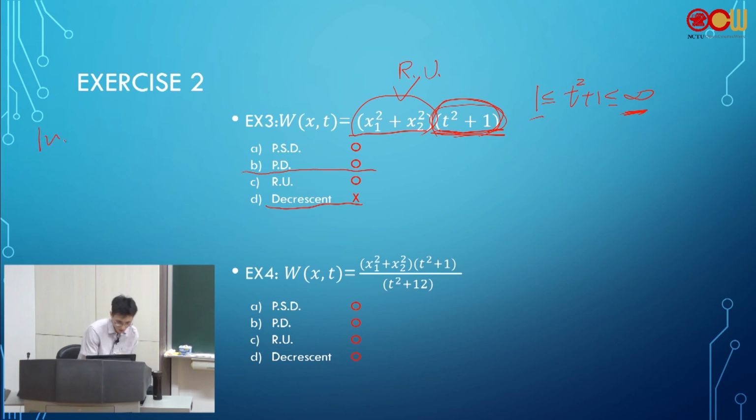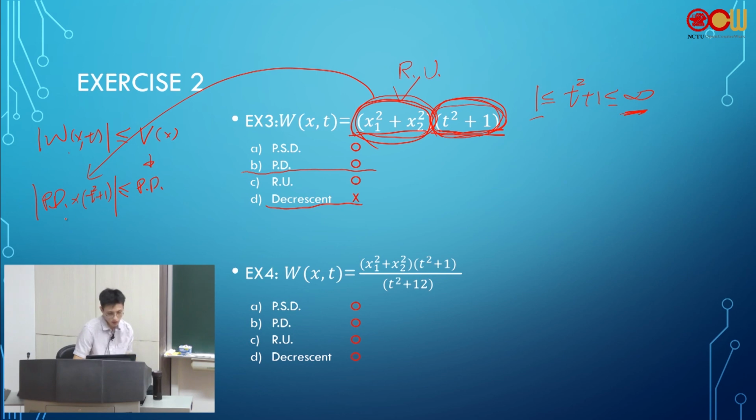So the last example, decreasing, I guess you again forgot the definition, right? So for decreasing, it's upper bounded by some PD autonomous function. So again, first check out this part. It's PD, okay, that's good. And is this one upper bounded by some constant or not? This W is already a PD function times some t squared plus 1, right?